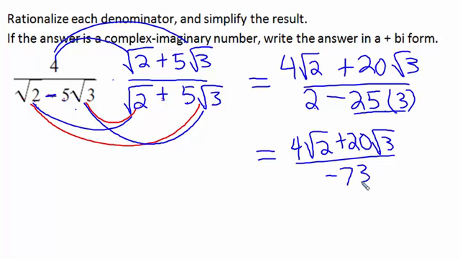And there's no way to simplify the 4 with the 73, so there's no way to really simplify anything else in this problem. That would be your final messy answer.